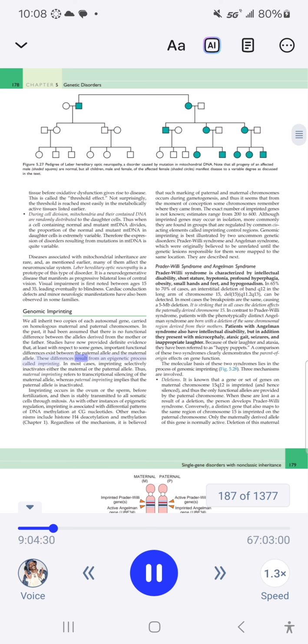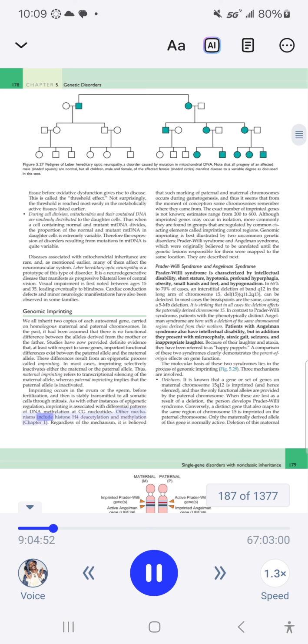These differences result from an epigenetic process called imprinting. In most cases, imprinting selectively inactivates either the maternal or the paternal allele. Thus, maternal imprinting refers to transcriptional silencing of the maternal allele, whereas paternal imprinting implies that the paternal allele is inactivated. Imprinting occurs in the ovum or the sperm before fertilization and then is stably transmitted to all somatic cells through mitosis. As with other instances of epigenetic regulation, imprinting is associated with differential patterns of DNA methylation at CG nucleotides.